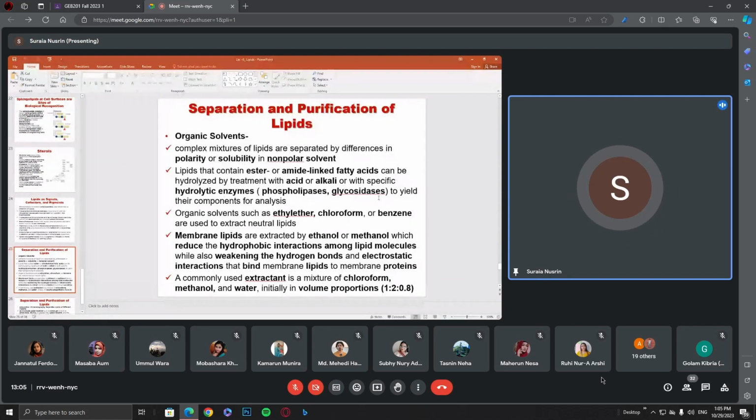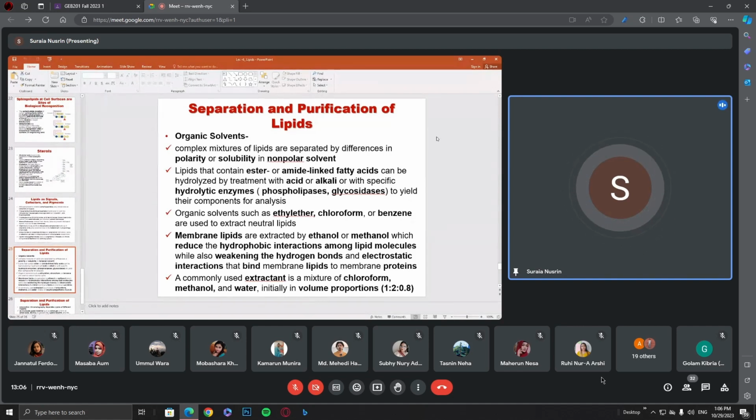So you have to break down those bonds, and you can do that by acid or alkali treatment, or you can use some enzymes, such as phospholipases, because if a phosphate group is present, then you can use phospholipases, and if glycosidic bonds are present, then you can use glycosidases. According to the type of lipid you want to separate, you have to use that particular enzyme.